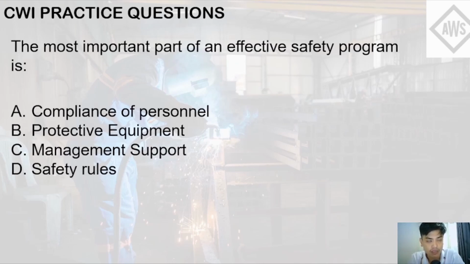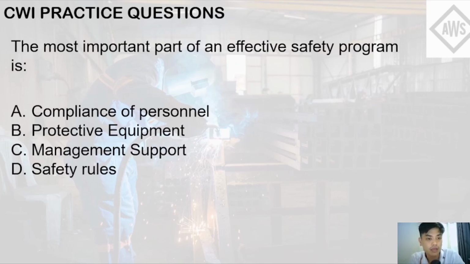Protective equipment is also important, but if you remember the hierarchy of a safety program, the first one is elimination of hazards, then substitution, engineering and administrative controls, and the last one is PPE, right? Because it is the last line of protection for the personnel against any hazards. So it is important, but it is in the last part of that hierarchy.